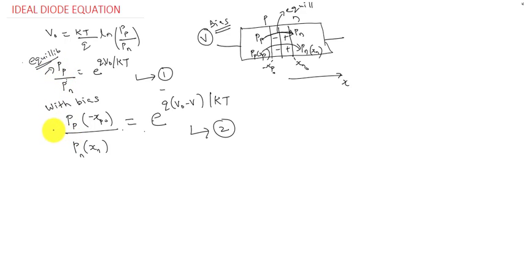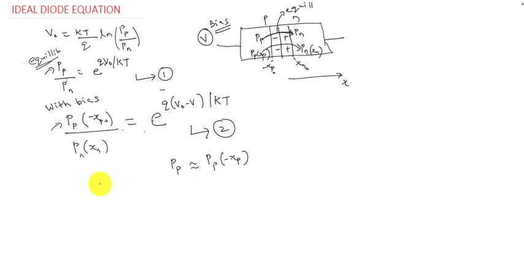Here with the bias, the majority carrier concentration is Pp of minus Xp0. We are assuming this as low level injection, and the majority carrier values are assumed to be the same under equilibrium condition and bias condition. There is not much change in the majority carrier concentration, or we can say the value of Pp is approximately equal to Pp of minus Xp. So the numerator values on the left side are assumed to be the same for low level injection.